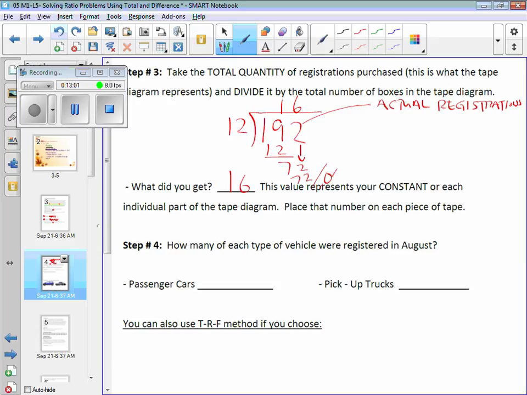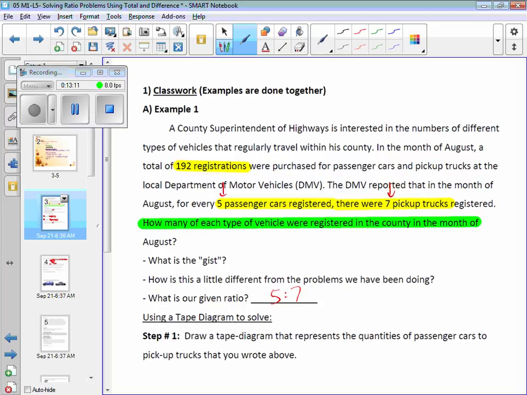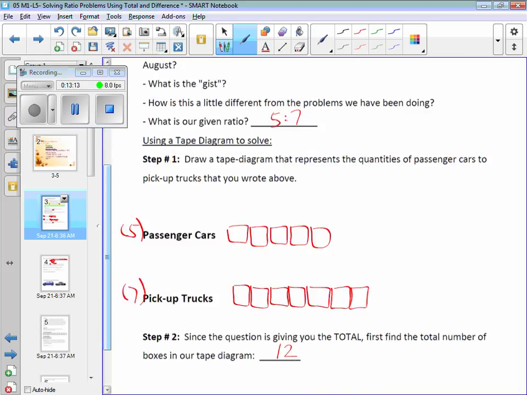This magic number, we're only halfway done at this point. We still have more work to do. Do what with 16? Well, we'd have to divide it between 5 and 7. No, not yet. What did we do back a week ago when we had the magic number? Right, our magic number goes in every box. Put 16 in every box.